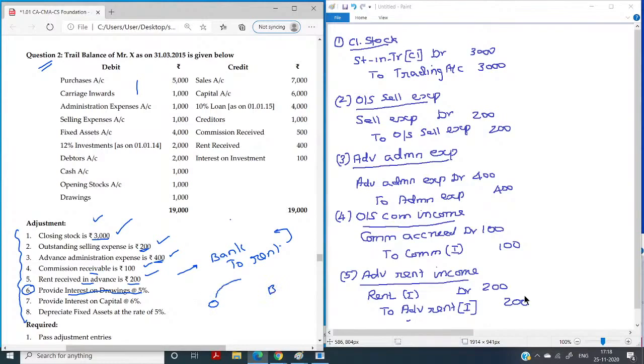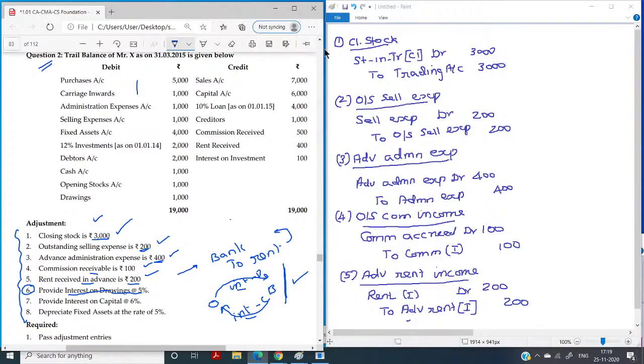The owner has to pay interest on drawings, and the business has to pay him interest on capital. So both will be there. Usually we are not aware about that. Only on closure of the books of accounts do we come to know that this should be adjusted. Is it clear?